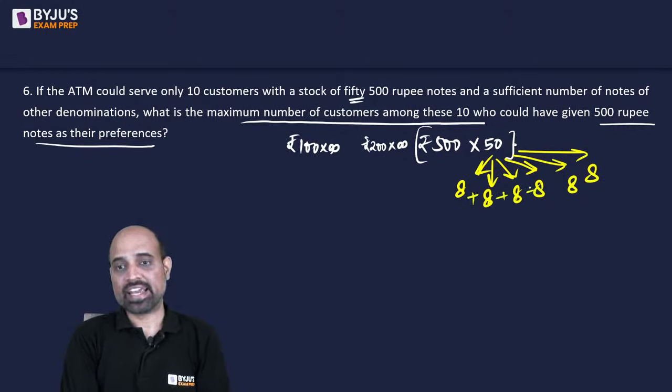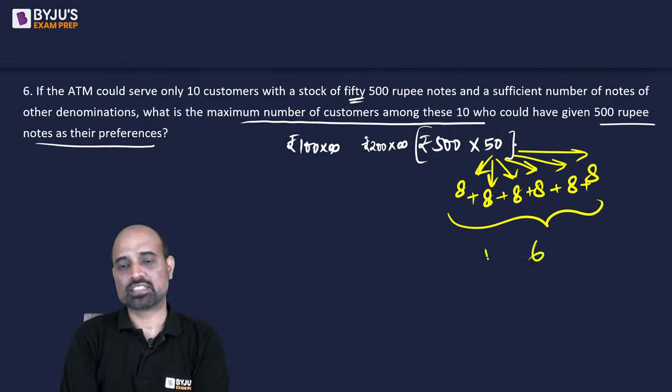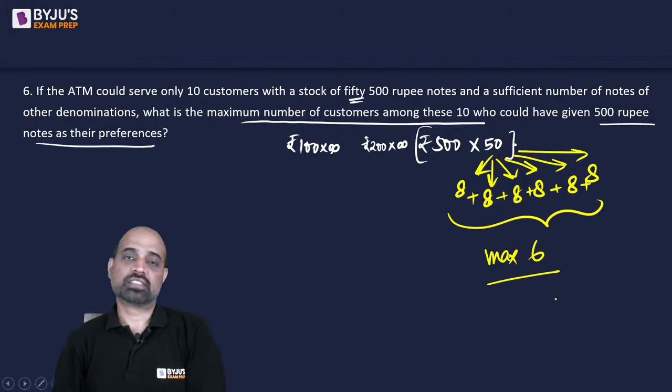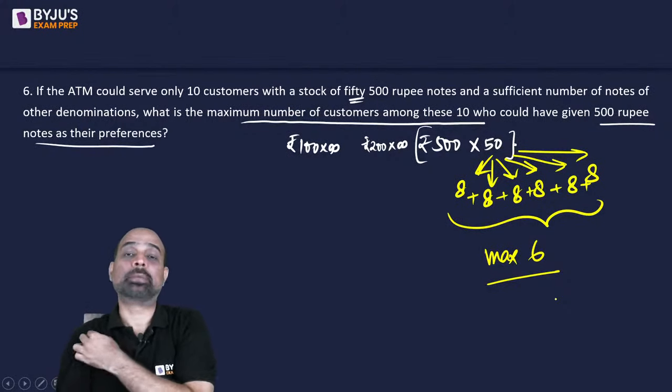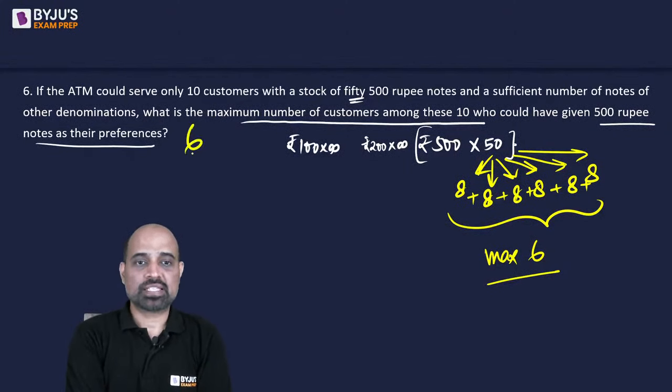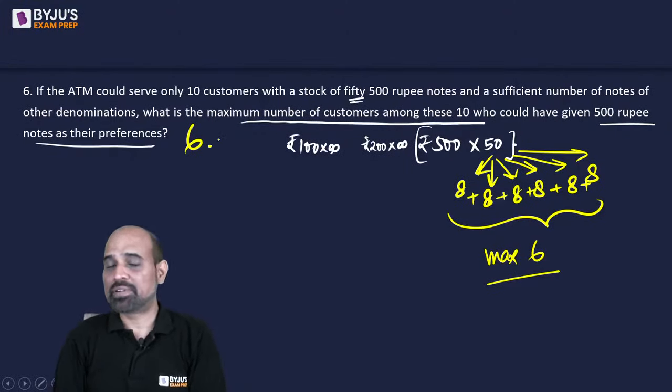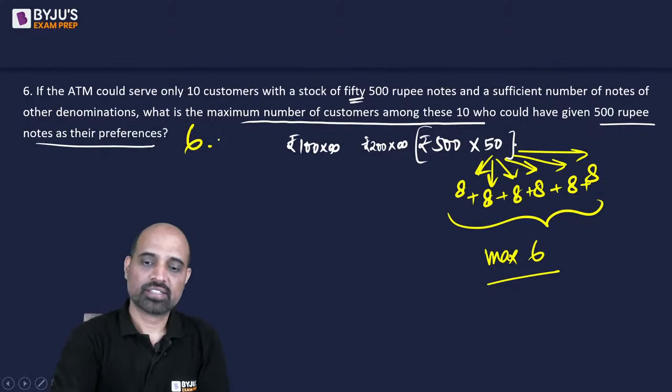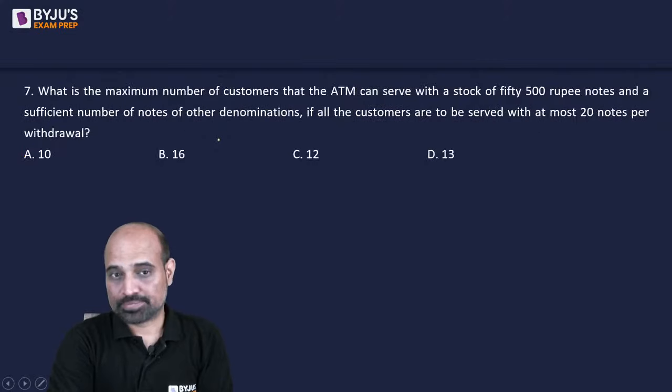8 plus 8, 8 into 6 is 48, right? So can we say a total of 6 customers at most that we can cater to? If we used 10 instead of 8, we could cater to only 5 customers, right? So maximum 6 customers the ATM can cater to with only 50 500 rupee notes, right? So the answer is going to be 6.